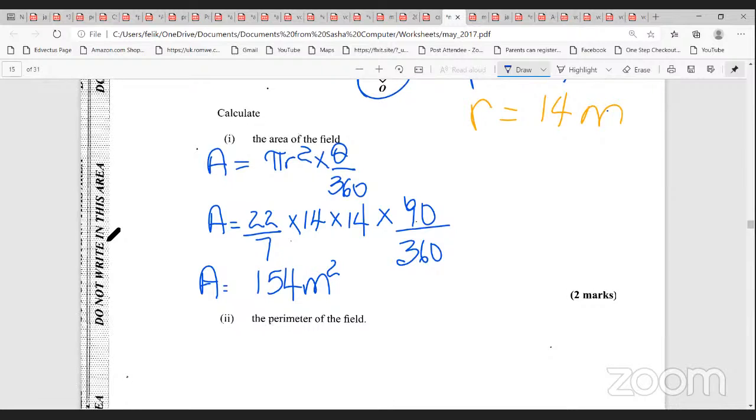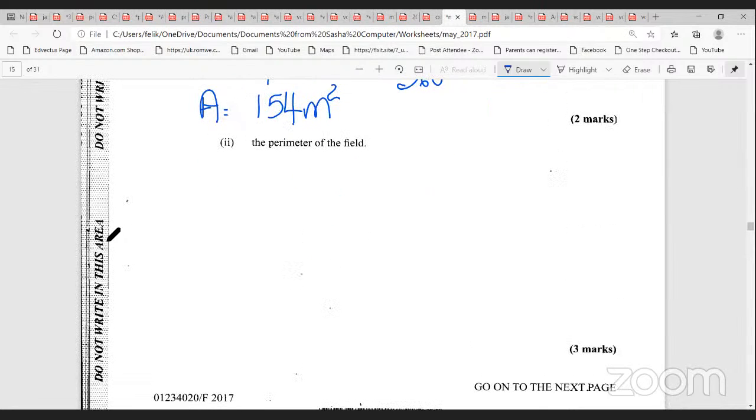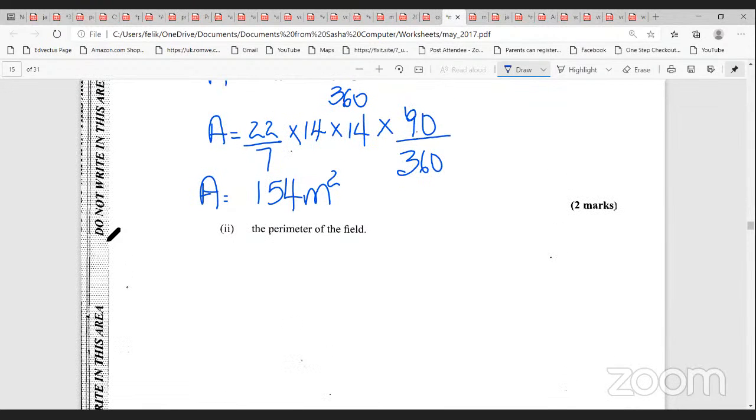All right, so now we're going to go down to the next part of the question. And the next part of the question says the perimeter of the field. All right, we're looking at the perimeter of the field. And coming back to the field, let's look at it.